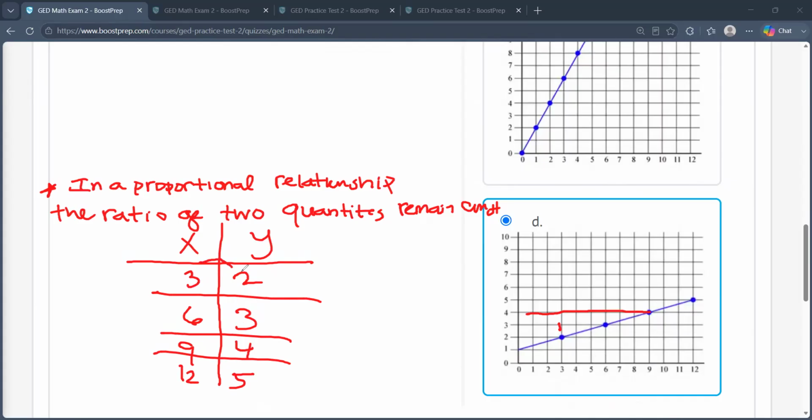So from 3 to 2, what would you have to do? You would have to subtract 1. From 6 to 3, you had to subtract 3. See, these have to be the same. That's why it's not proportional. From 9 to 4, you had to subtract 5. From 12 to 5, you had to subtract 7. These have to be the same. Negative 1, negative 3, negative 5, negative 7. They're not the same. So that's why it's D.